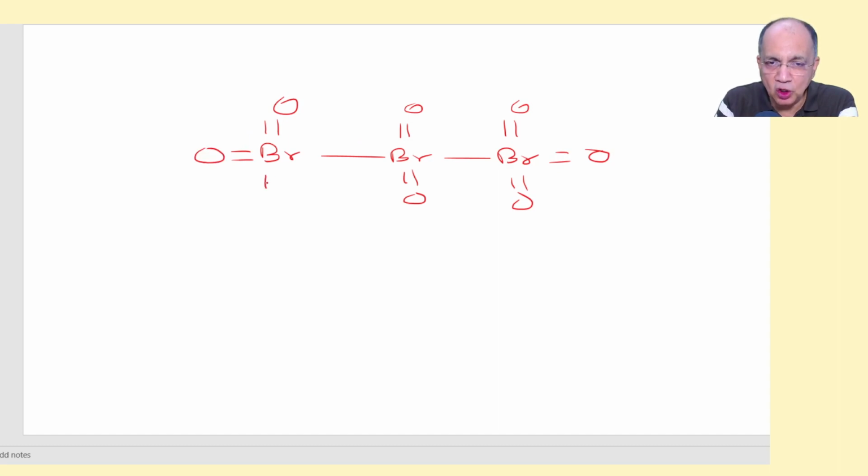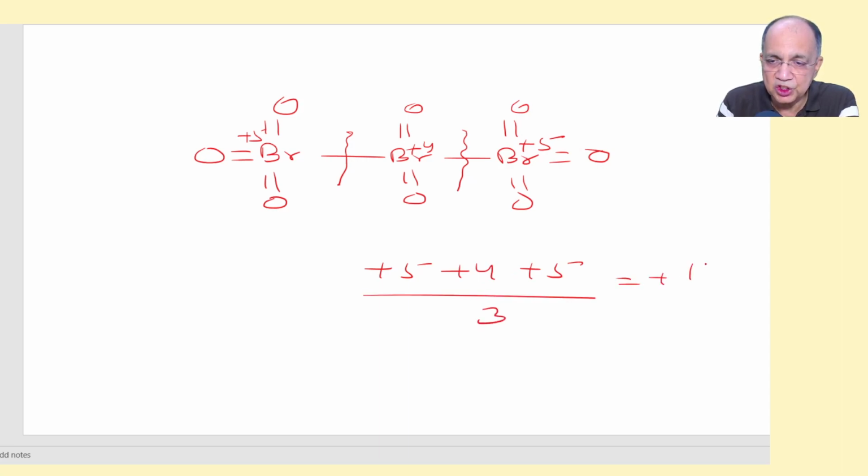Don't be scared at all, because I'm giving you the concept, nothing else, not explaining anything of chemical bond. Now, supposing you know the structure, then definitely the two are identical, then no charge development. So this bromine will lose 5 electrons, 2 plus 2 plus 2. This is plus 5. Same is the case with this bromine. This is only plus 4, 2 on this side, 2 on this side. So plus 5 plus 4 plus 5 by 3, you are getting plus 16 by 3.